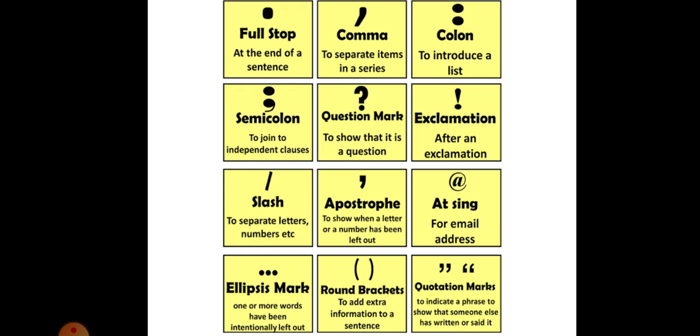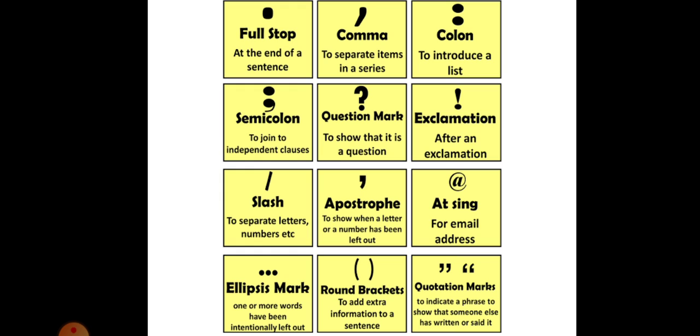Then there comes the exclamation mark. Exclamation mark is put at the end of the sentences that express feelings like excitement or disappointment. For example, wow, what a beautiful weather! Since this sentence is telling us about the excitement or about the pleasant feeling, so in this case, we are going to put the exclamation mark at the end of the sentence.